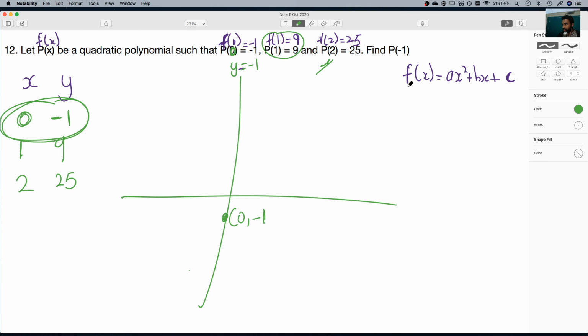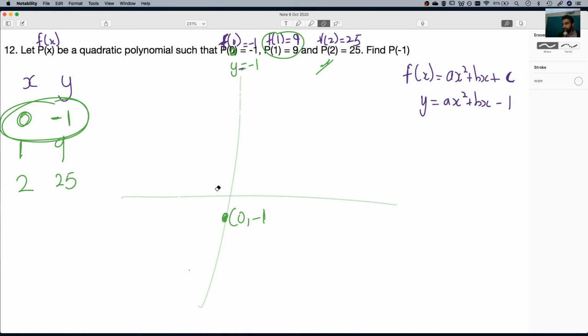Okay, so basically then we can rewrite this as y is equal to ax squared plus bx minus 1. So we found c, so we're almost done. Now we just need to find a and b, and then we'll be done. Okay, so to find a and b, let's get started.